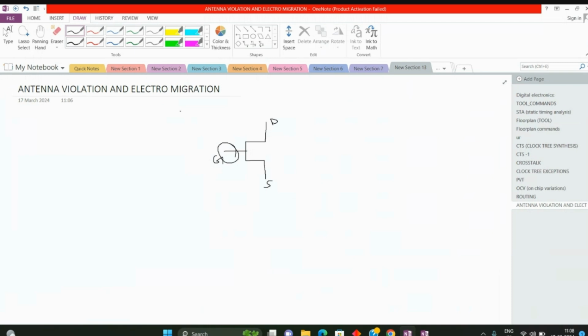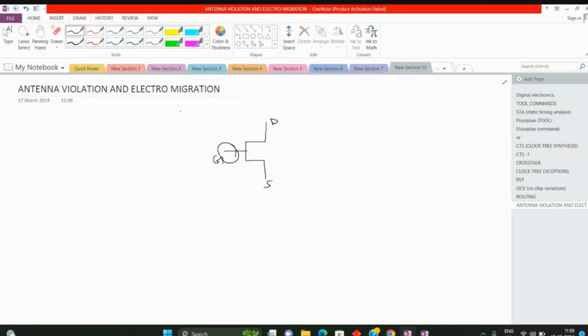So while designing our chip only, we need to predict how much antenna violation should come while doing the fabrication, and how much electromigration should come while doing the fabrication. Like that we are predicting. So PVT or OCV, antenna violation, electromigration, these are all related to manufacturing defects only.